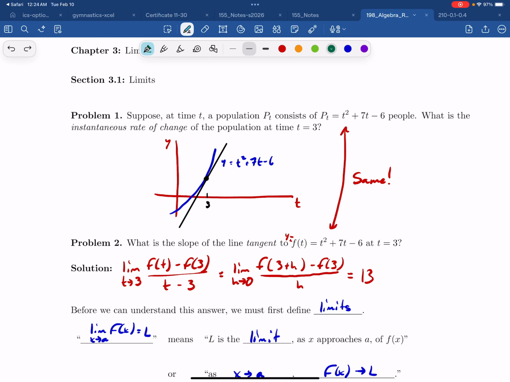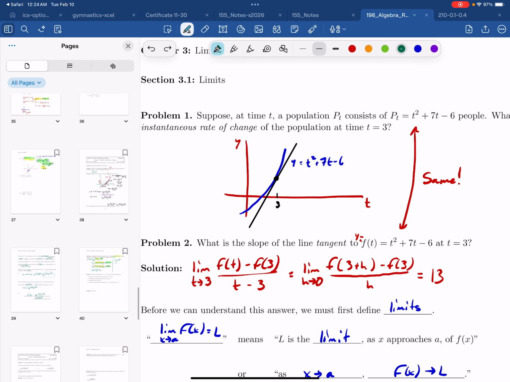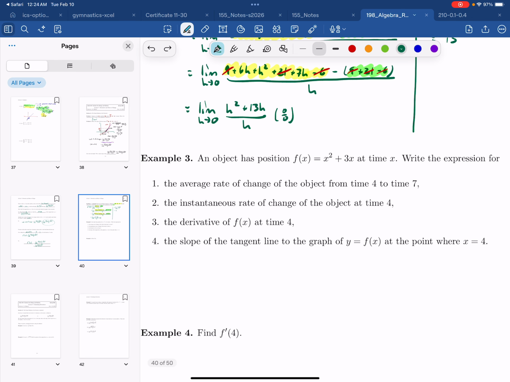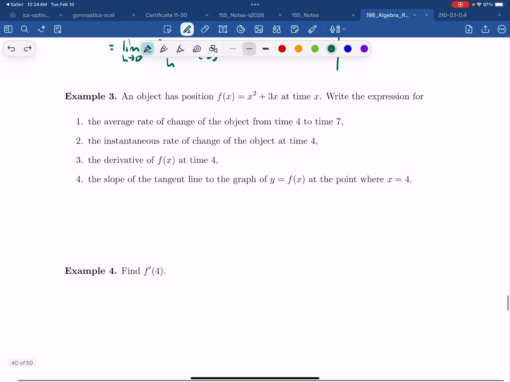Now, if you remember, I kind of eyeballed it. So maybe there's a little more than meets the eye. Maybe I'm using some kind of shortcut, but we don't know about that. For right now, let's consider an example. An object has position f of x equals x squared plus 3x. Write the expression for each of these.